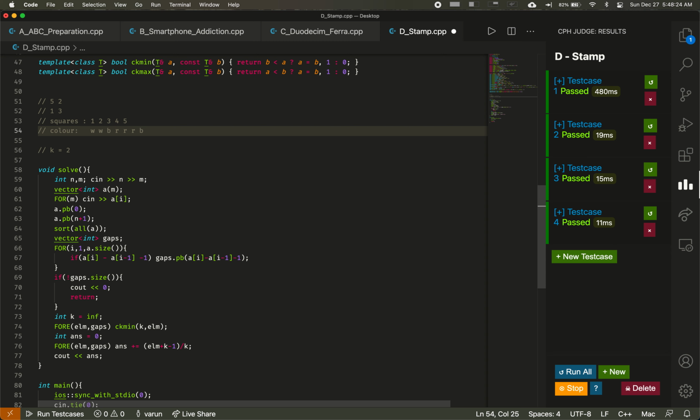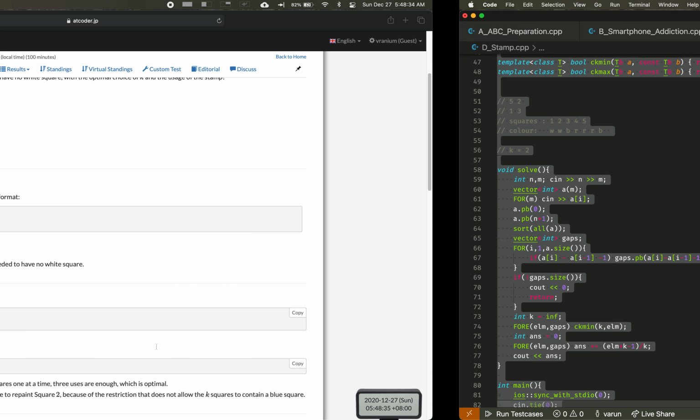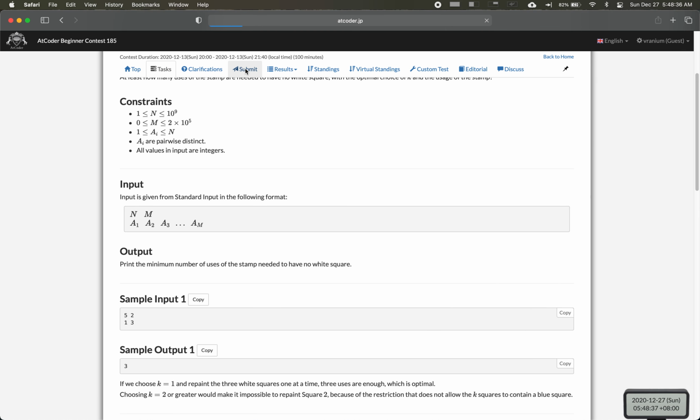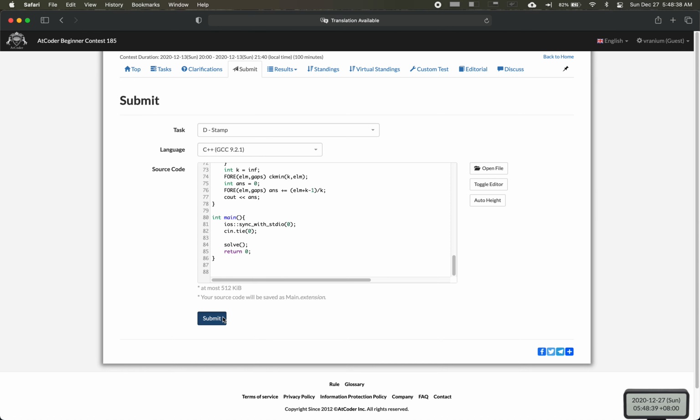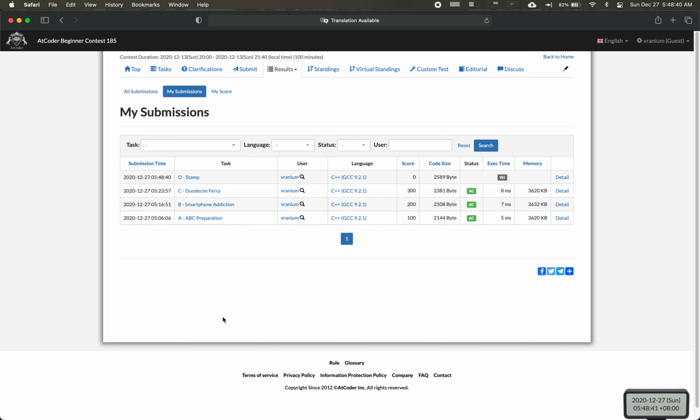So overall, if there's a gap of 3 and k is 2, we'll need 2 moves. So it's just going to be the upper bound of the size of the gap over k. And that's exactly what we do over here. So now just to check. And voila.